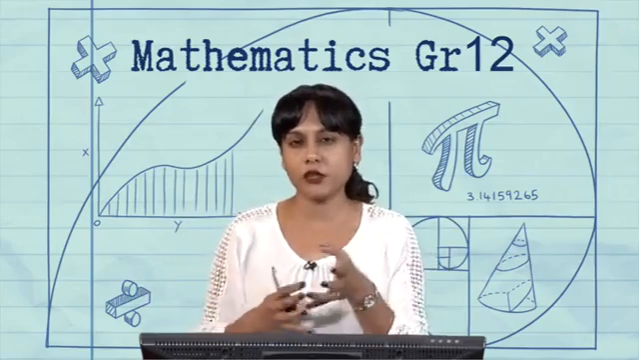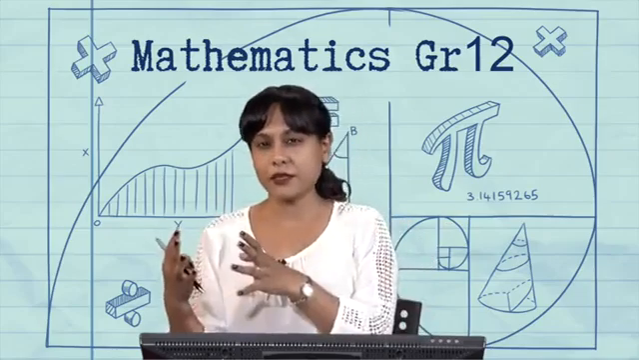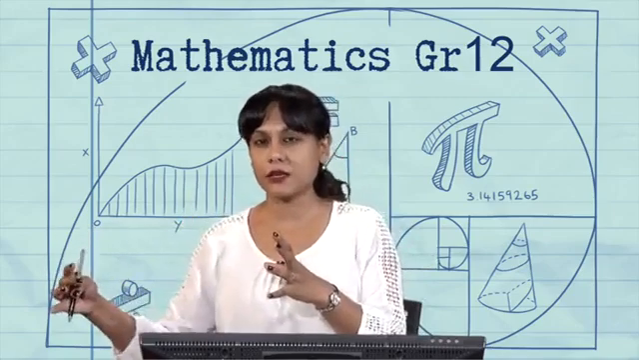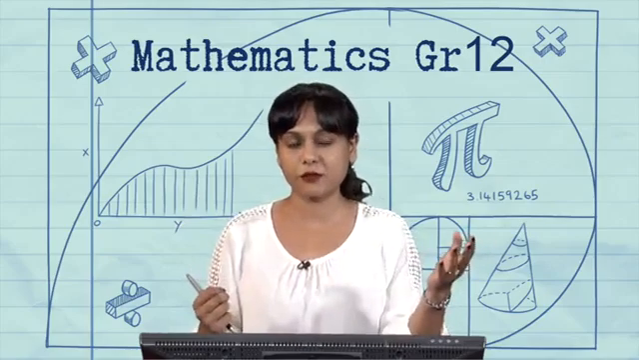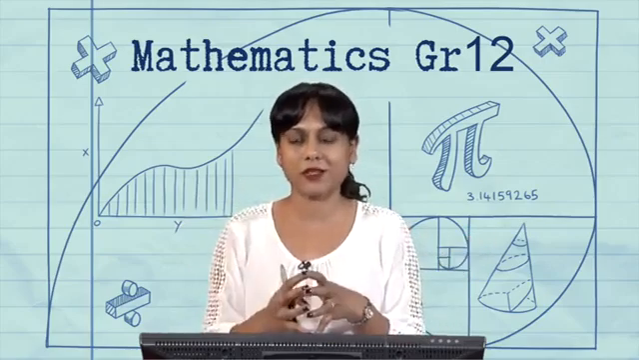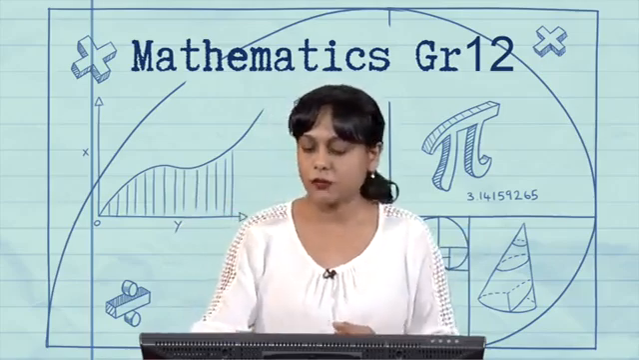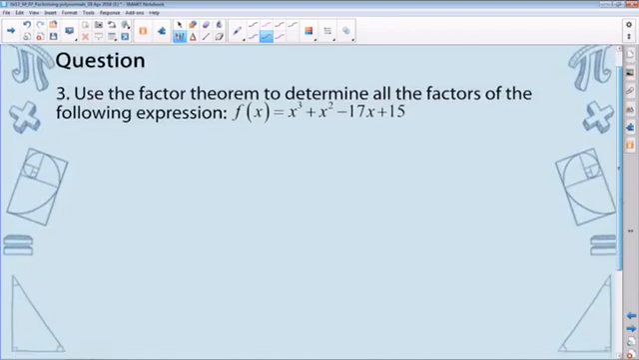Now, similarly, you can extend that idea to polynomials. If you have a polynomial a of x and you're dividing by a polynomial b of x, and you get an answer q of x with no remainder, then b of x is a factor of a of x. That's really what the factor theorem says. Let's apply that to this question. We're using the factor theorem to determine all the factors of the following expression.